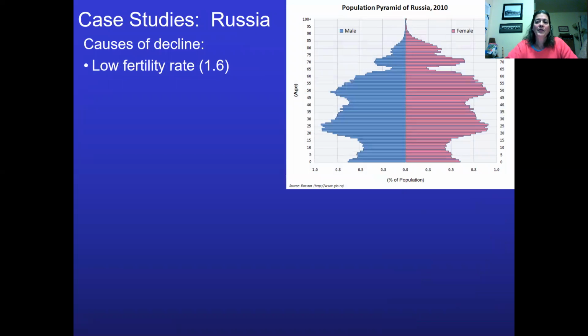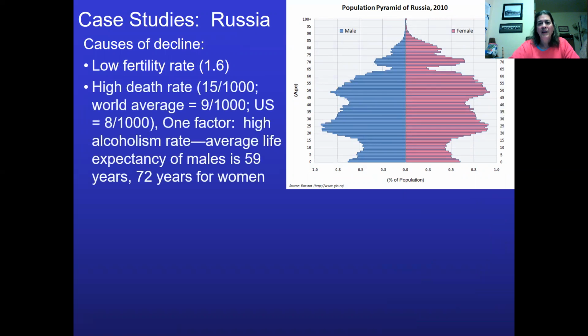There's also that they have a really funky looking population pyramid. This is in 2010, so it's a little out of date. But if you look at the big difference between males and females in Russia, some of this is due to the world wars, in that a lot of the men were killed in World War I and World War II. And then the other thing is that the men have a much higher death rate in Russia than the women do.